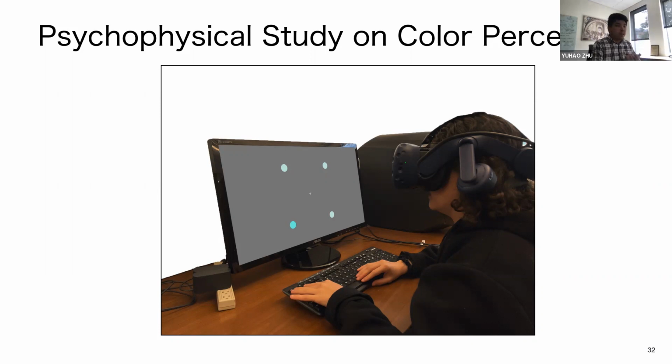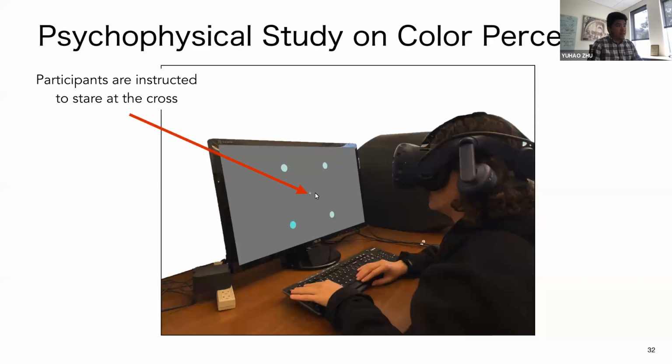And so we recruited a bunch of human subjects, participants, into the lab, and we performed psychophysical studies to understand human color perception. This is the experimental setup where the user is literally wearing a VR headset. What's on the computer screen is what they actually see when wearing the VR headset. Now, what they are asked to do is to fixate, or stare, at the cross here. They're asked to focus only on the cross.